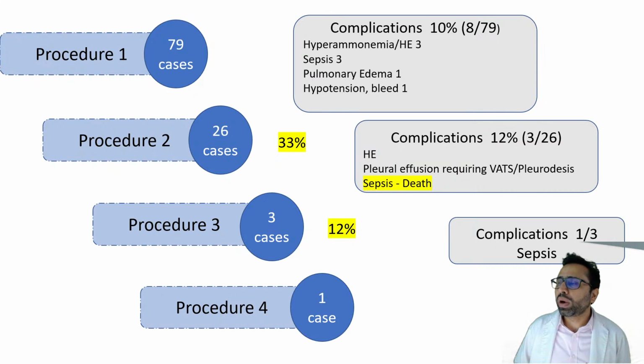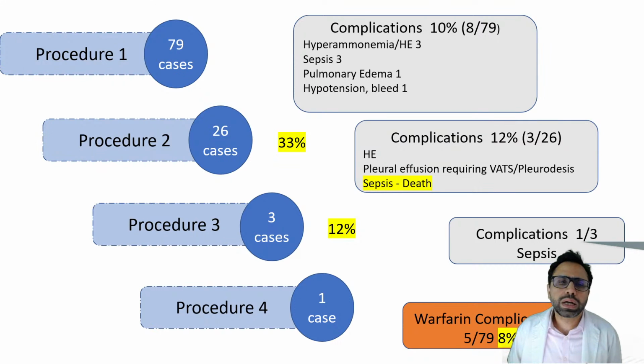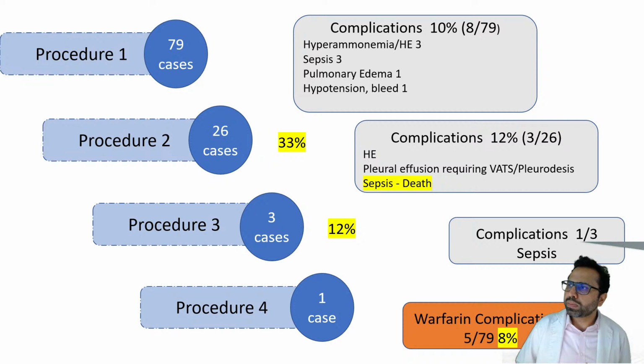And then one case has had 4 procedures. The complication rate from warfarin is, as reported elsewhere, about 8%. One of these was a major subdural bleed.